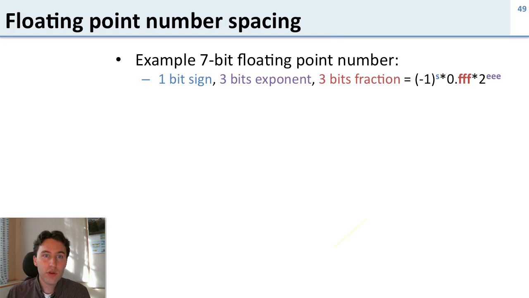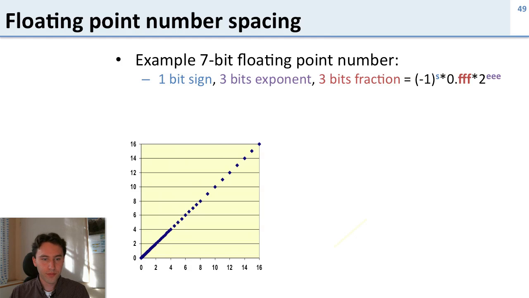So, how are floating point numbers spaced out? Let's take a look at this, because they're not the nice linear spacing that we have with regular integer numbers. We're going to look at an example 7-bit floating point number here. That is 1 bit for the sign, 3 bits for the exponent, and 3 bits for the fraction. Here's how they're spaced out, and this is on a linear scale. You can see it's clearly non-uniform. If you look down here in the smaller numbers, we have lots and lots of values, but they're spread out much further when we get to larger numbers.